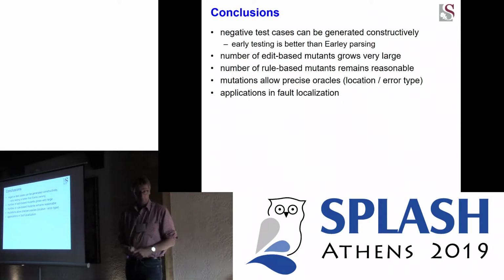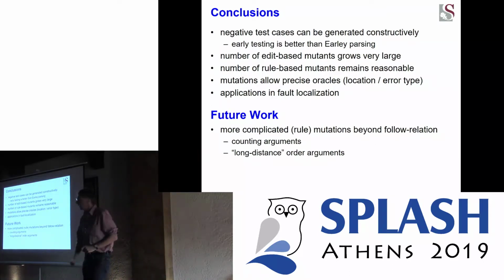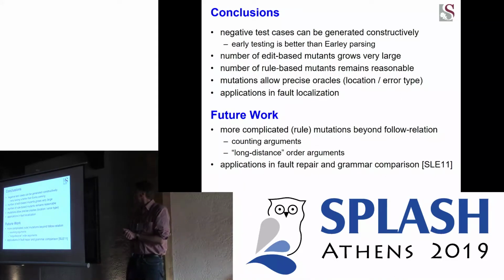We've applied this in fault localization. Now, this is a new idea. Where do we want to go with this? We want to define more complicated mutant operations. Talk to me afterwards. We want to use this for grammar repair and also for grammar comparison. If you want to see a demo, find me somewhere. I'm happy to show this.